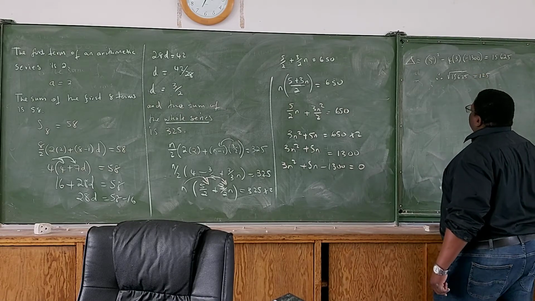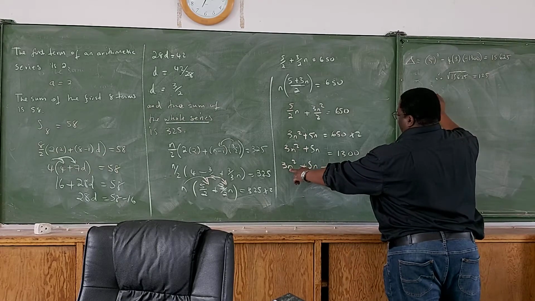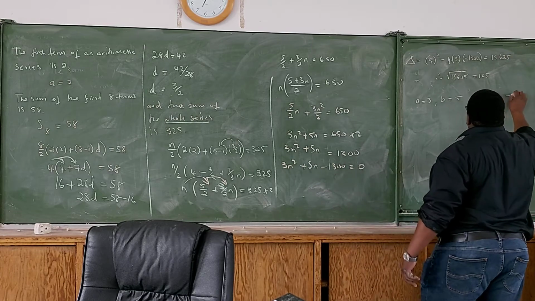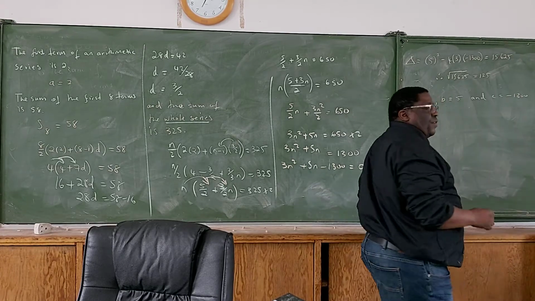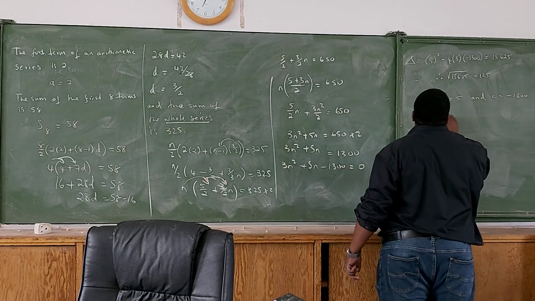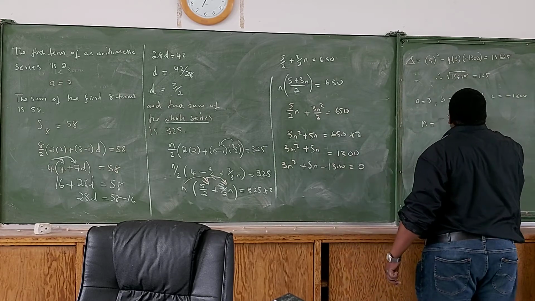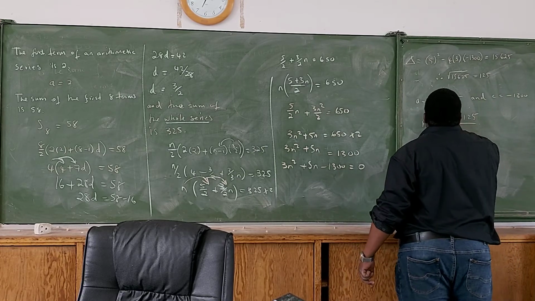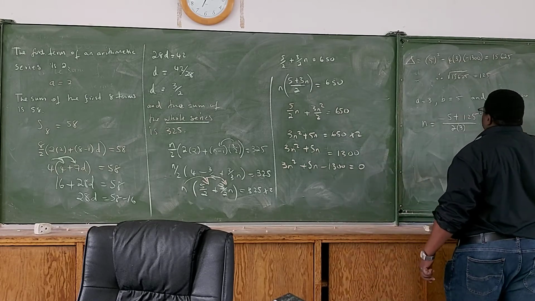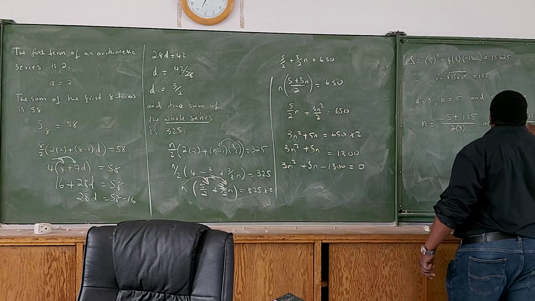You agree? Yes, sir. Okay, so according to our quadratic equation formula, A equals 3, B equals 5, and our C equals negative 1,300. So n equals minus B, which is positive 5, plus the square root of 125 over 2 times 3, or n equals negative 5 minus the square root of 125 over 6.